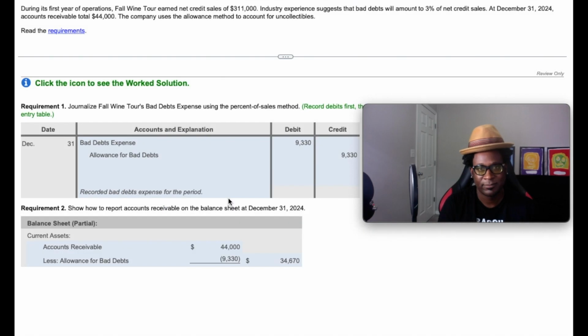Well done, gang. So there you have it. An easy breezy, quick example to display how to properly record your bad debt estimate under the allowance method when you're using the percentage of sales method.